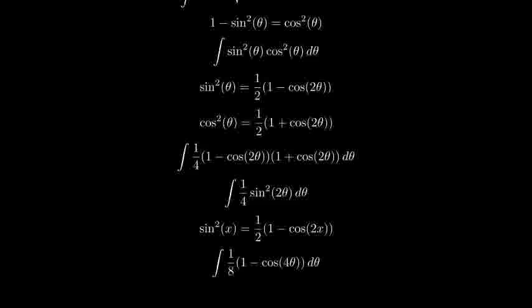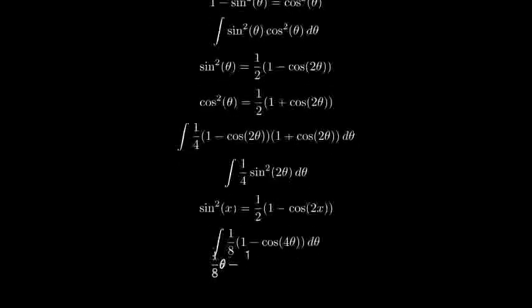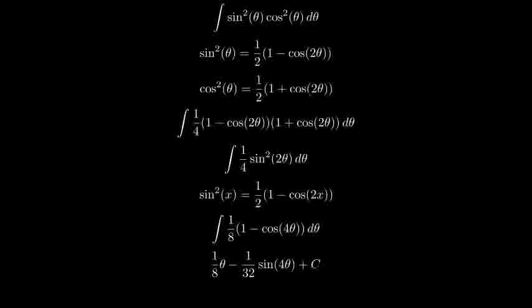The integral of 1/8 is 1/8 theta. The integral of cosine 4 theta is 1/4 sine of 4 theta. Thus, this results in 1/8 theta minus 1/32 sine of 4 theta plus c, where c is the constant of integration. Finally, we substitute back to x, where x equals sine of theta.